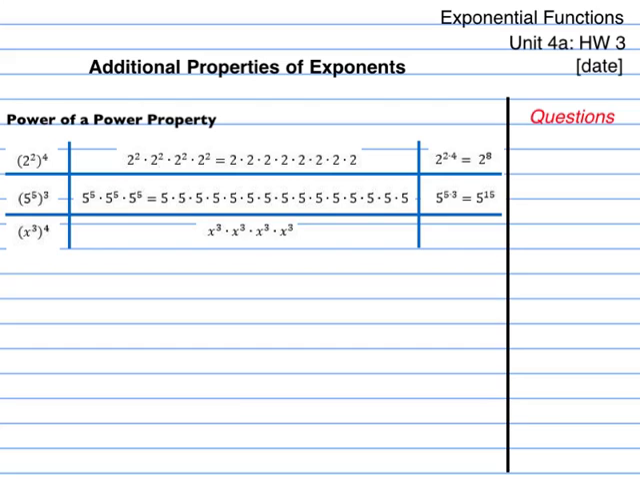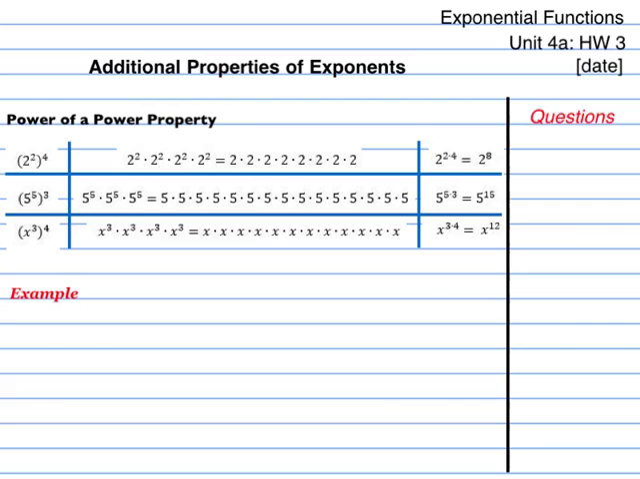So x to the 3rd power raised to the 4th power is x to the 3rd power times itself 4 times. Break it out and I get 12 x's. So I know that I can do x to the 3 times 4 power, and that will give me x to the 12th. And that's the basis for the power of a power property.